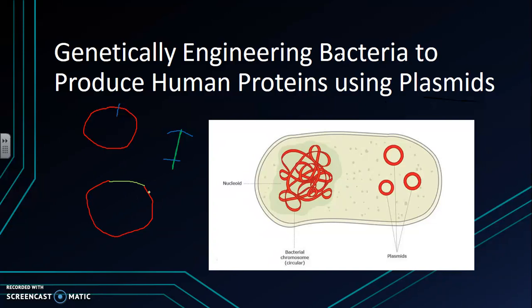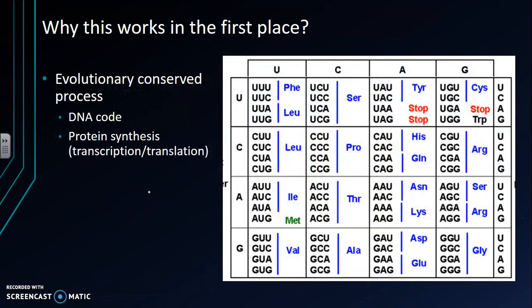At a very elementary level, this is possible because the process of making proteins, the process of protein synthesis, of transcribing and translating DNA, and the DNA code is an evolutionarily conserved process. Every organism, pretty much, the DNA codes for proteins, and the proteins are transcribed and translated in a similar process. It's slightly different in prokaryotes versus eukaryotes, but the result is the same.